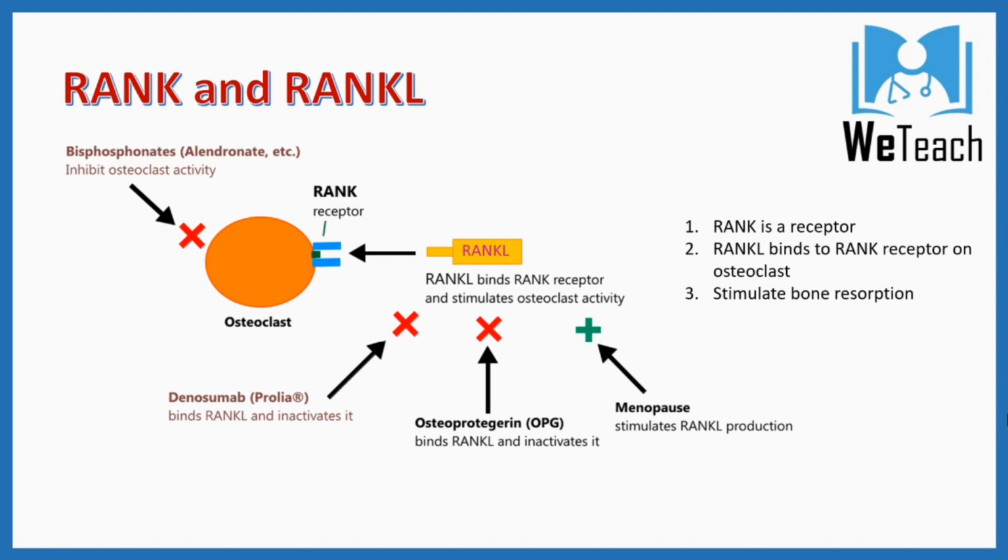On the other hand, what can we do to decrease the osteoclast activity? We can give bisphosphonates such as alendronate. Those drugs inhibit the osteoclast activity.